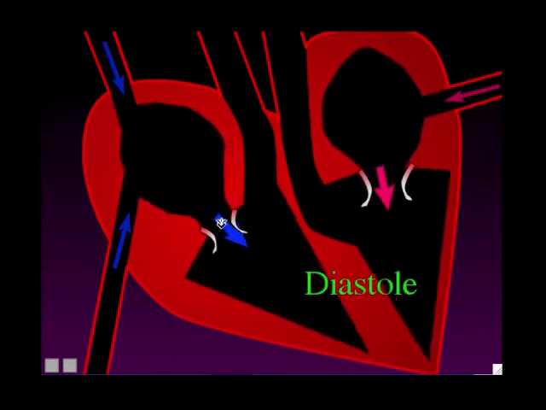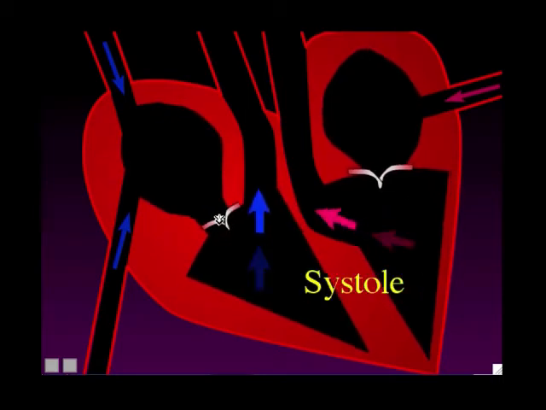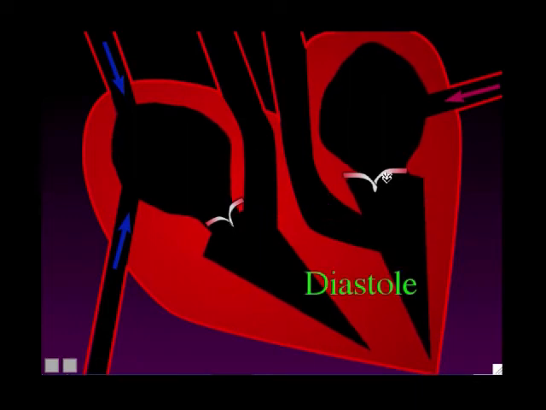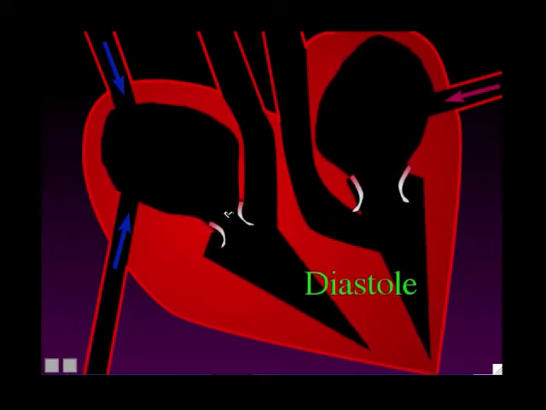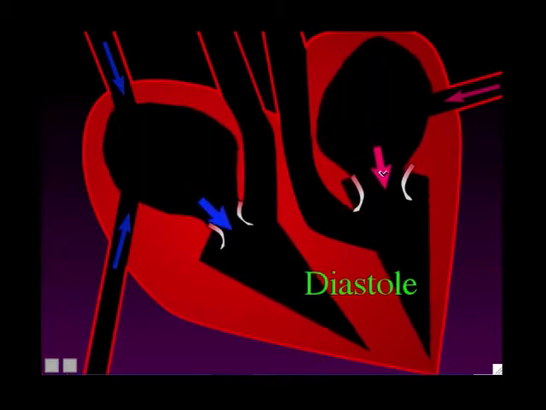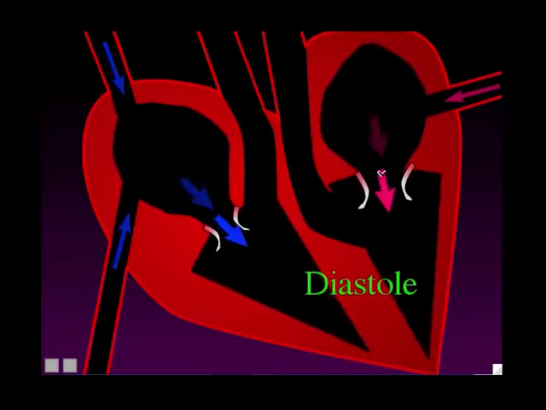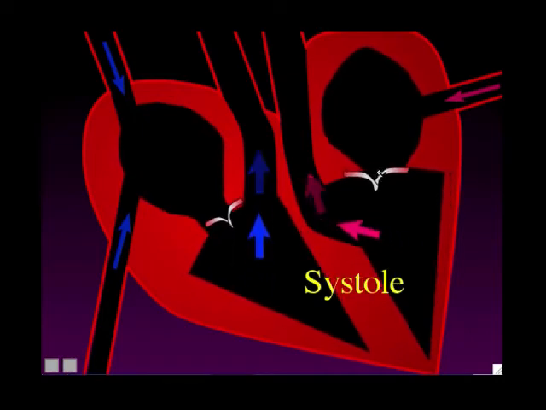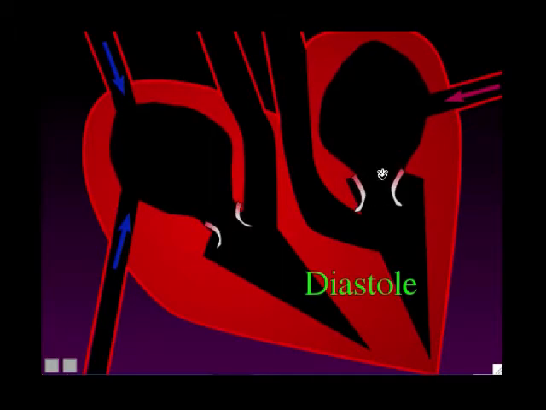So these valves right here, at the exit to the atria, where the atria touch the ventricles, are called the AV valves. And so you have a right AV valve at the exit to the right atrium, and a left AV valve at the exit to the left atrium.